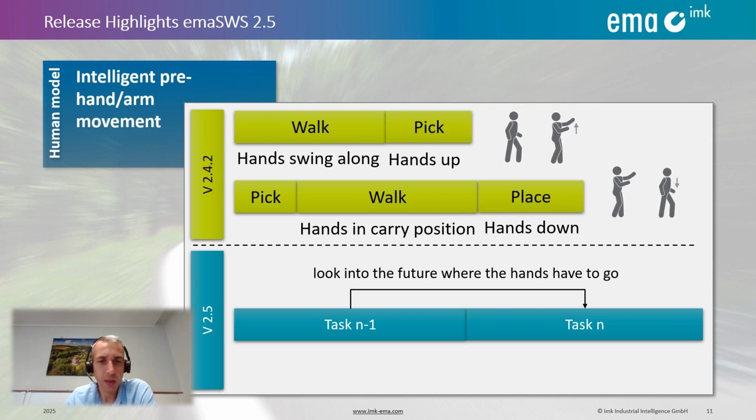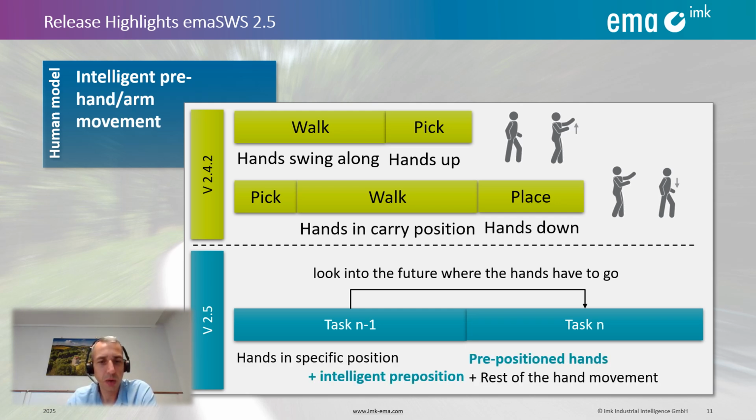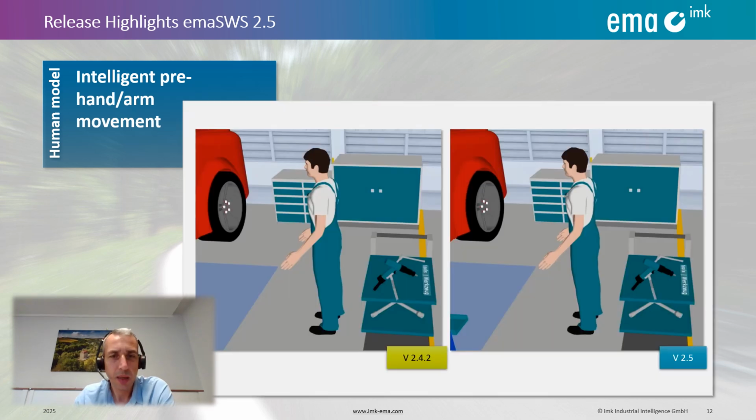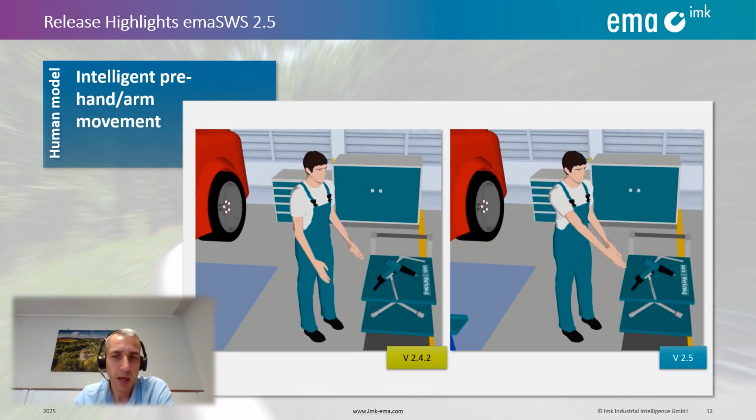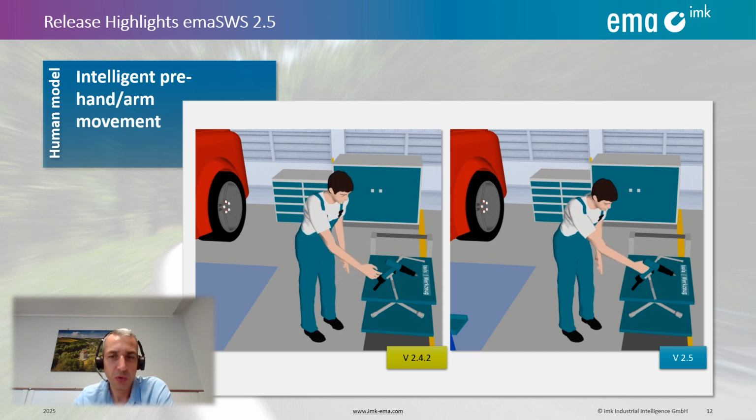Humans actually look in the future and they look what they do next and make a pre-arm movement. And this is what our human model is doing now completely automatically. We look in the future in every task and pre-position our hands. And this leads to a more realistic movement and more accurate moving distances.